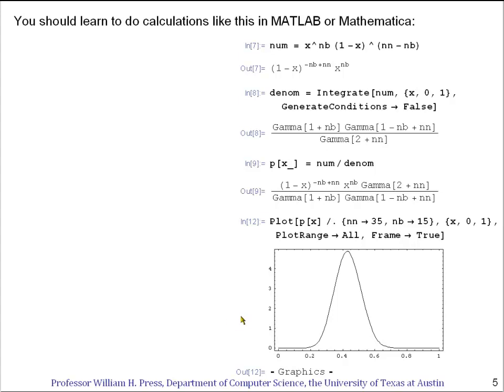So I won't go through this in full detail, but the basic idea in Mathematica is you write down the symbolic expression for the numerator. You tell Mathematica to integrate the numerator, x goes from 0 to 1. And then there are some little gotchas, like if you don't put GenerateConditions goes to False, you get some garbage that you may not want to look at. And Mathematica knows about gamma functions and gives you the answer right here. Now we can define an expression which is numerator over denominator, and then we can plot that expression here. And there's the graph that was shown on the previous slide.